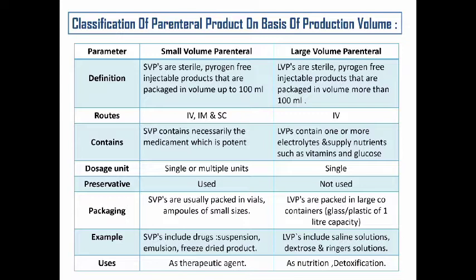Small volume parenterals contain the medicament, which is potent. Large volume parenterals contain one or more electrolytes and supply nutrients such as vitamins and glucose. The dosage unit of small volume parenterals is single or multiple unit, and large volume parenterals are a single unit dosage form. Preservatives are used in small volume parenterals and not used in large volume parenterals. The small volume parenterals are usually packed in vials and ampoules of small sizes. Large volume parenterals are packed in large containers, glass or plastic, up to 1 liter capacity.